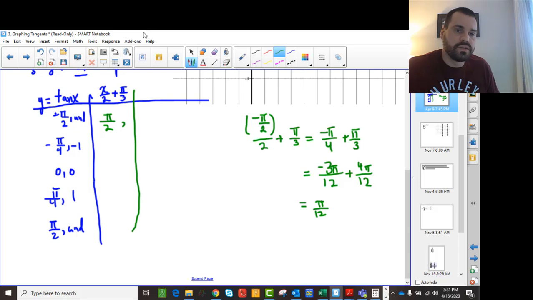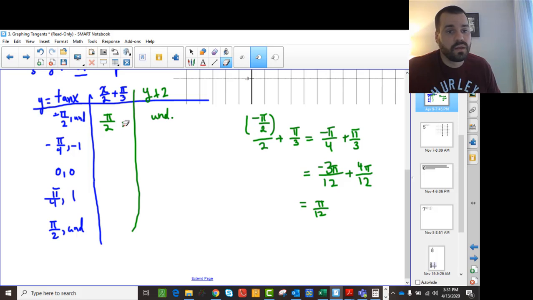And then my y value is ay plus k. A is 1 and k is 2, so I get y plus 2. So that just stays as undefined, all right? So it's pi over 2 and undefined. Then I'm going to do my next, or pi over 12, sorry, not pi over 2, I wrote that wrong. Pi over 12, there we go.